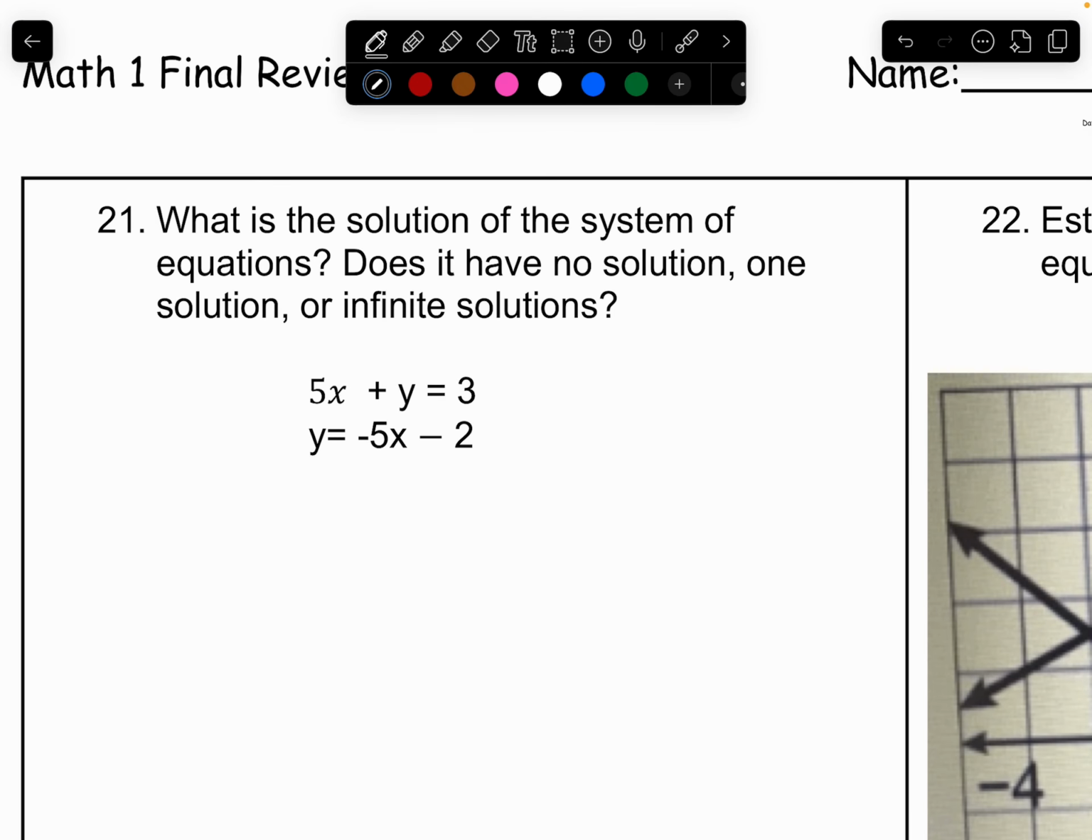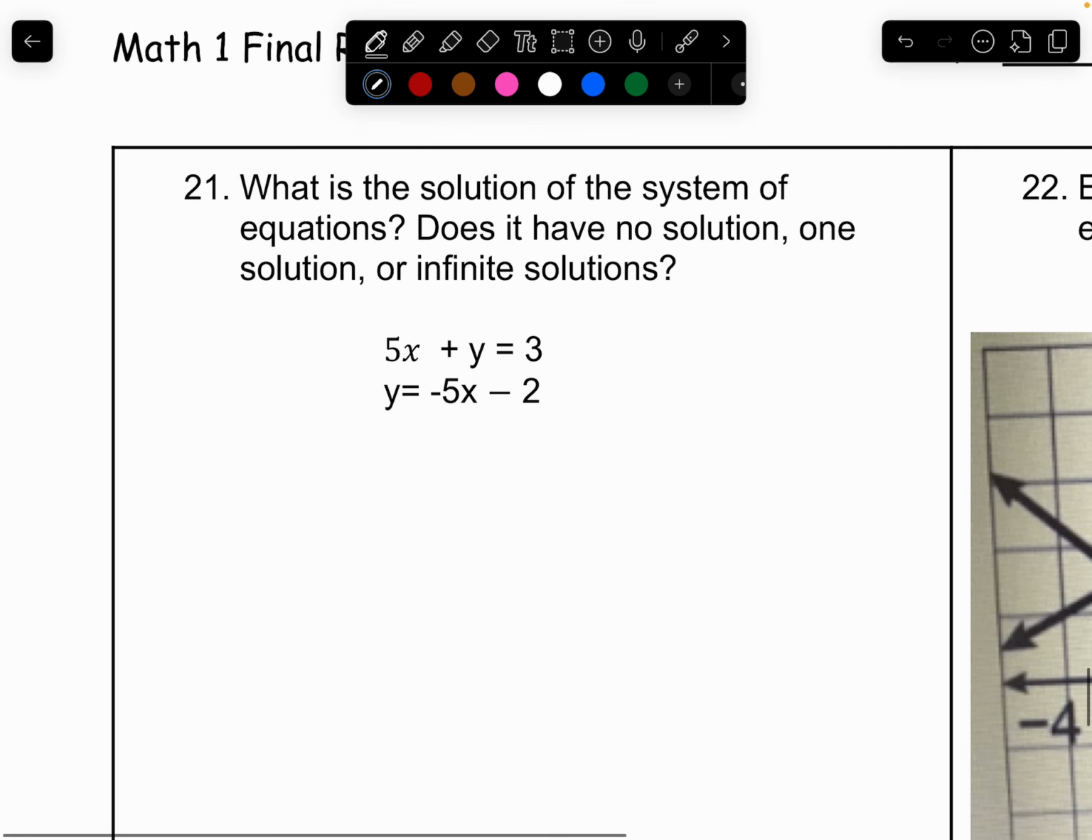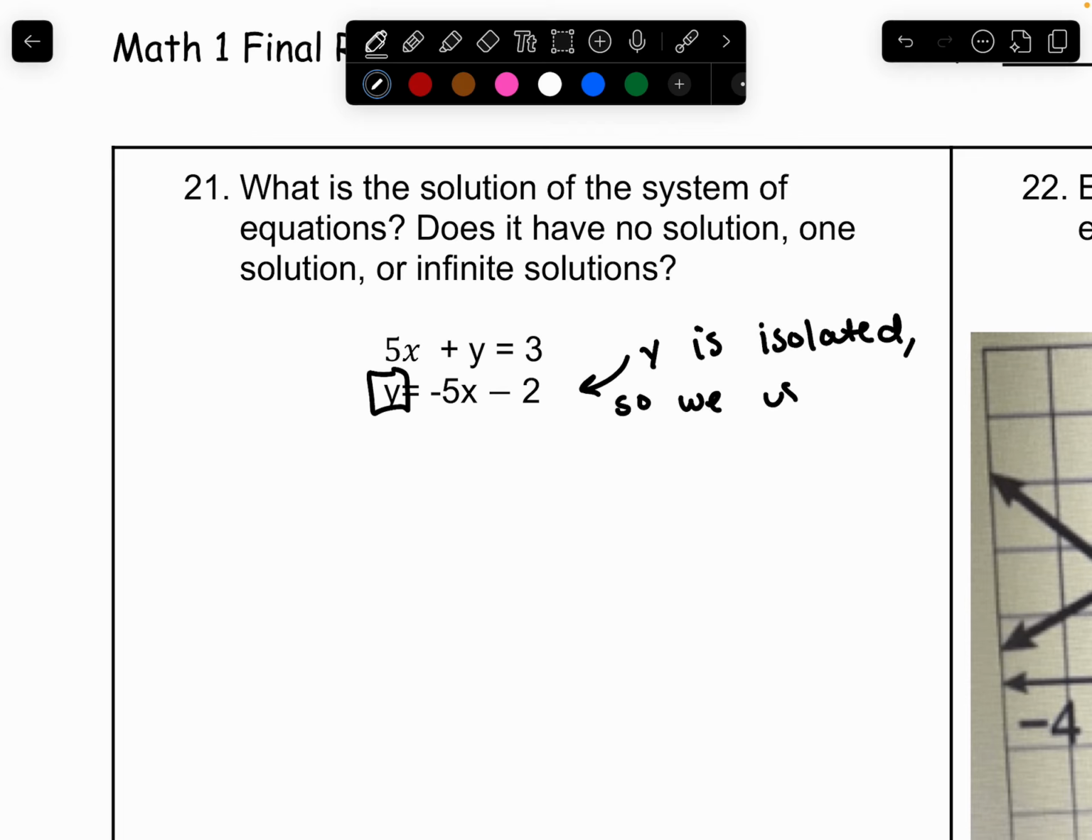Next, what is the solution of the system of equations? Does it have no solution, one solution, or infinitely many solutions? So let's check, is this going to be by elimination or substitution? Well, let's look. Y is isolated. So if Y is isolated, so we use substitution.